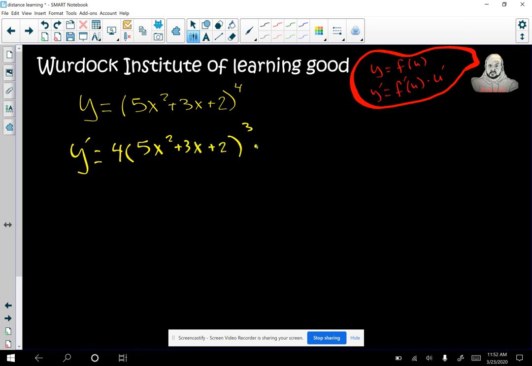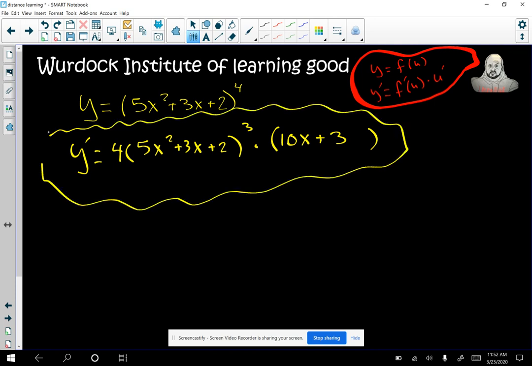Now you multiply by the derivative of the inside. The derivative of 5x squared is 10x. The derivative of 3x is 3. The derivative of 2 is 0. So again, that would be sufficient.